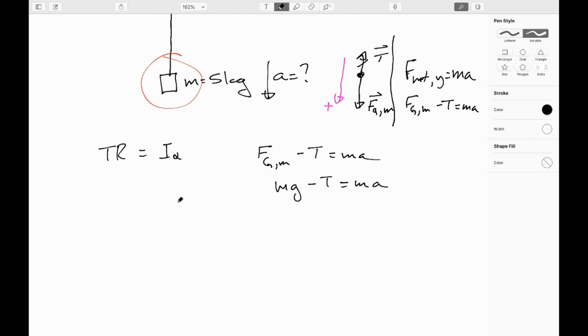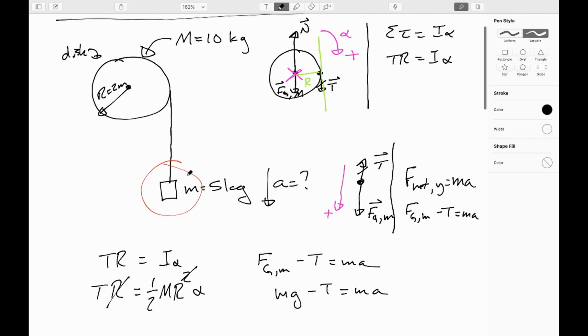Now, we said this is a disk. If you look up moments of inertia in a table, you'll find that the moment of inertia of a disk is 1/2 the mass of the disk times r squared, times alpha. So we can cancel 1 power of r. Now here's the cool bit.